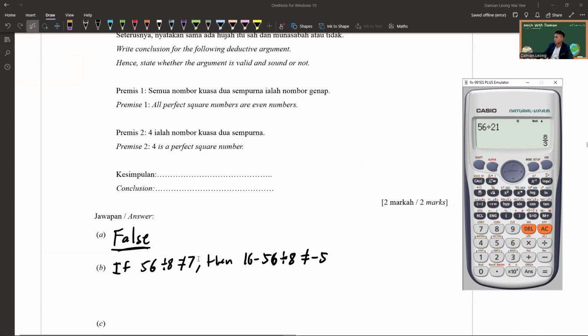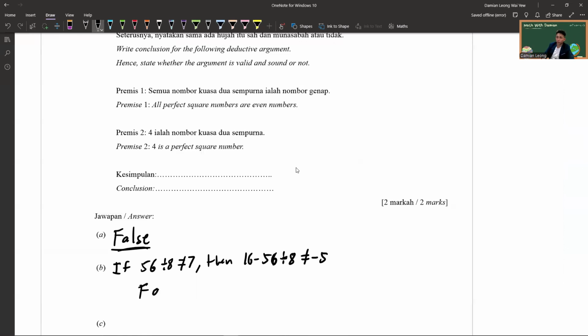So if 56 divided by 8 is 8 over 3, 16 minus 56 divided by 8 over 3. Okay, 56, my bad. Yeah, you see, it equals -5. So it doesn't mean that it's not equal to 7, that it's not equal to -5. This is false.